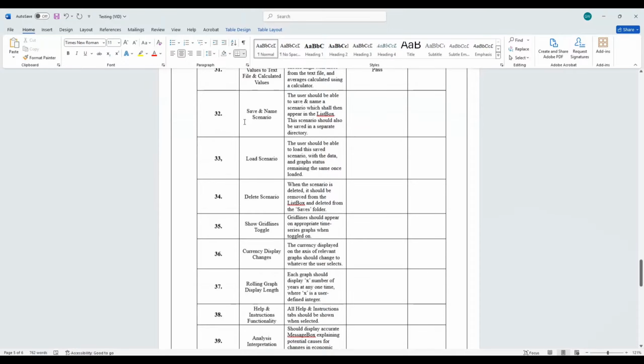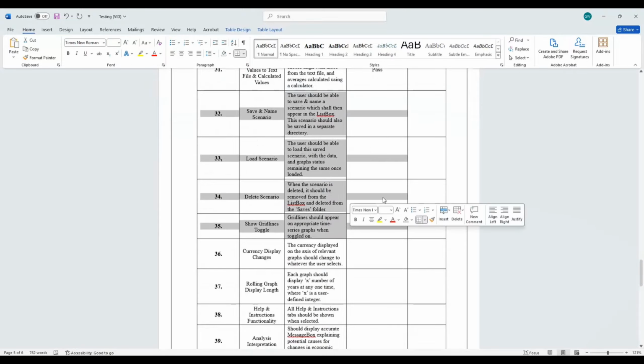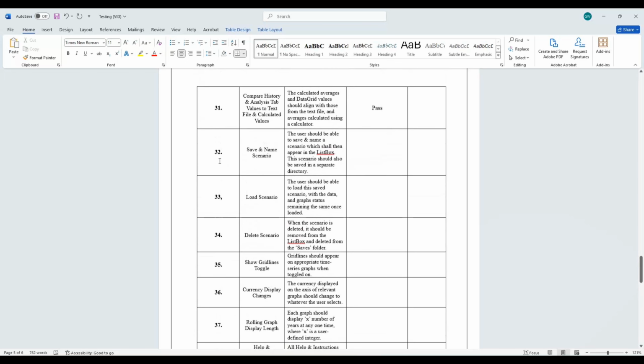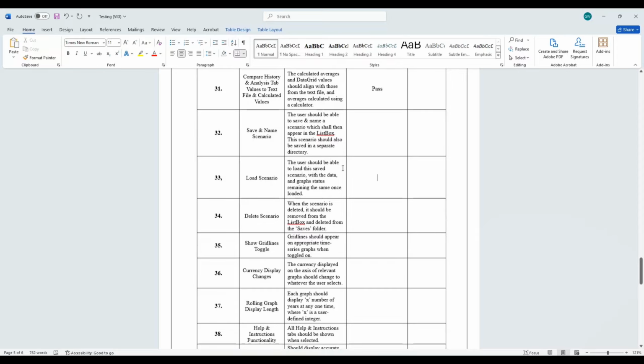Next up, we will be testing these 3 scenarios simultaneously. These are all to do with loading and saving simulations within the system. You should be able to save and name a scenario, which will then appear in the list box. You should be able to load this scenario, and all the saved data and graph status remains the same. And then the user should be able to delete this scenario, and the scenario should be deleted from the directory within the file folder.